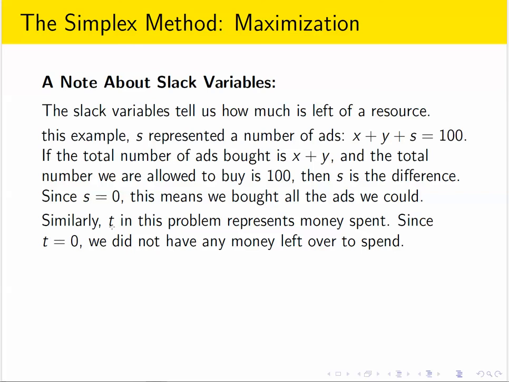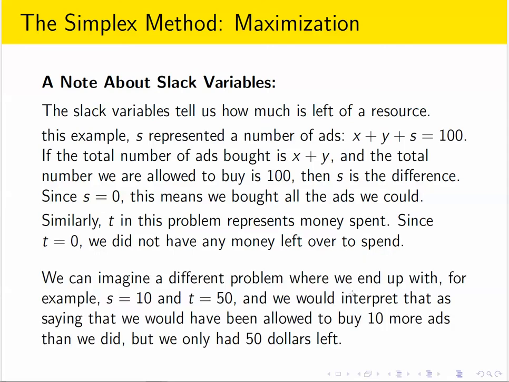Similarly, since t is 0, and t was part of the equation representing the total amount of money spent, the fact that t is 0 tells us there wasn't any money left over at the end. Now you can imagine a different example where we end up with different values for s and t. Maybe they're not inactive at the end. Maybe they end up being active variables. So those values would tell you something about what resources you have left over.